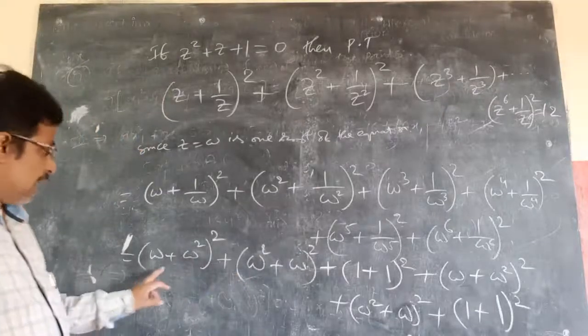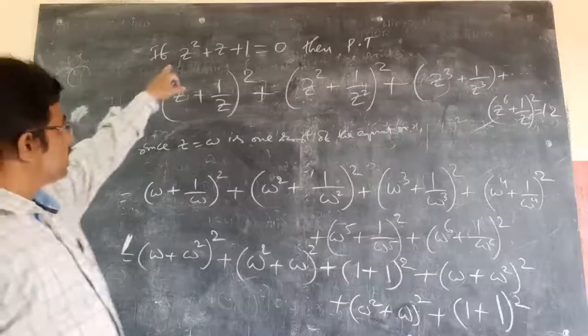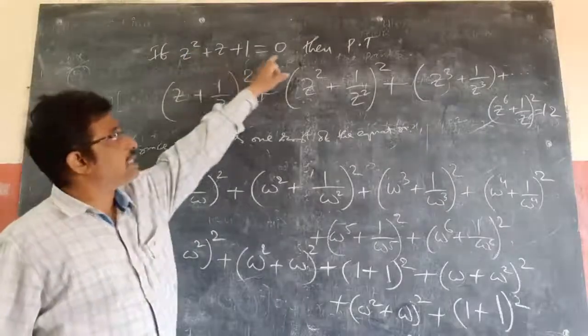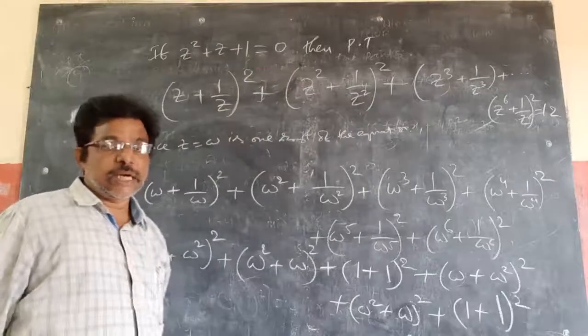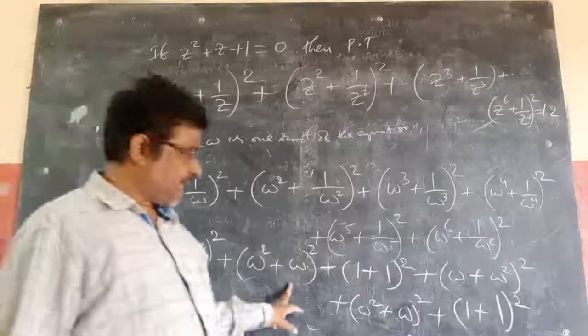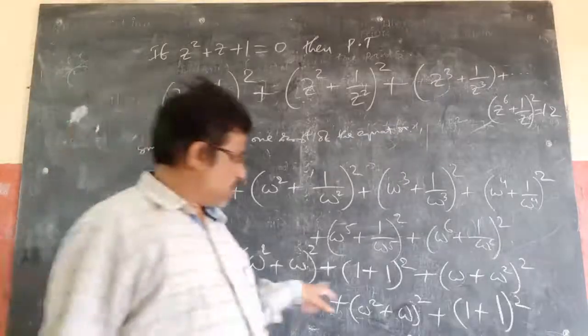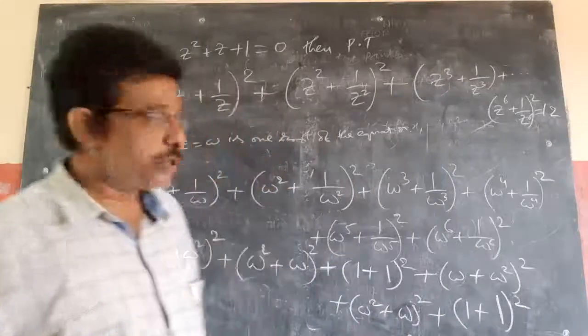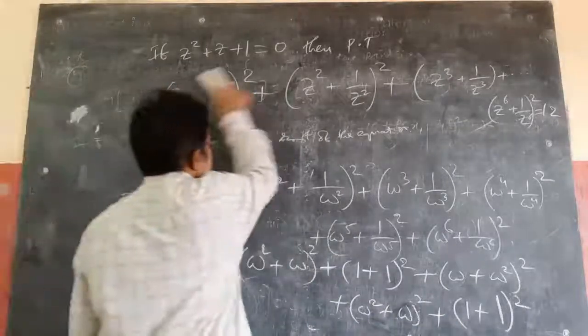Now we know that these are the cube roots of unity, and omega is a root of this equation. You already know omega square plus omega is always equal to minus 1, as plus 1 goes to the other side. So this I can write as minus 1 whole square. This is also minus 1 whole square. This is again minus 1 whole square. This is again minus 1 whole square. So substituting all these, what do we get finally?